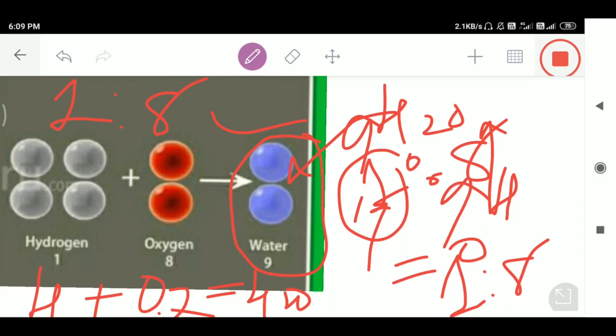That's why I told you the highlight point of the law of definite proportions, which J.L. Proust suggested: whatever may be the source from which a compound is obtained, it is always made up of the same elements in the same proportion by mass. So the bottom line of the story is that a pure chemical compound always contains the same elements combined together in the same proportion by mass. This was the law of definite proportion.